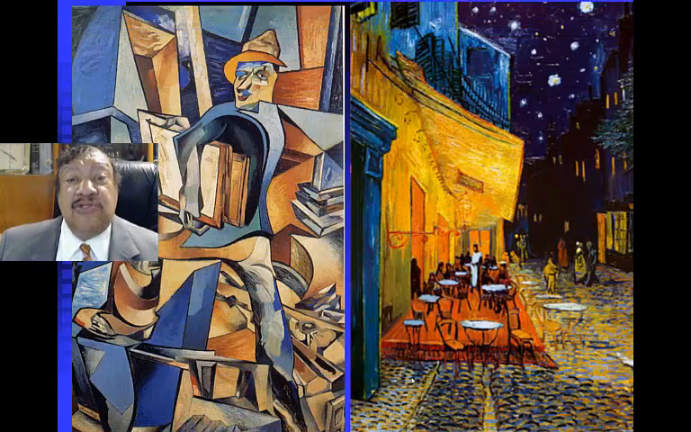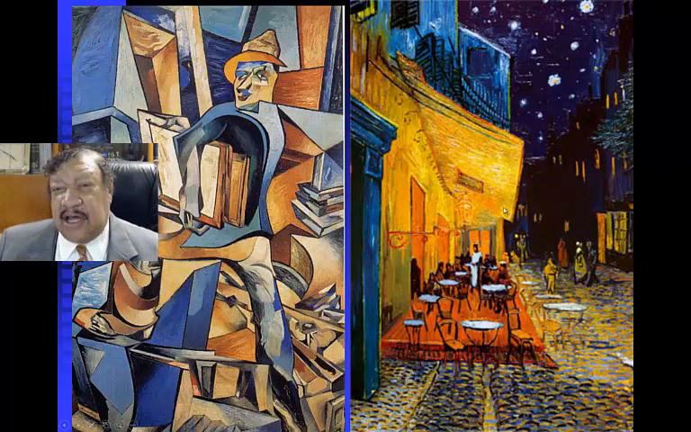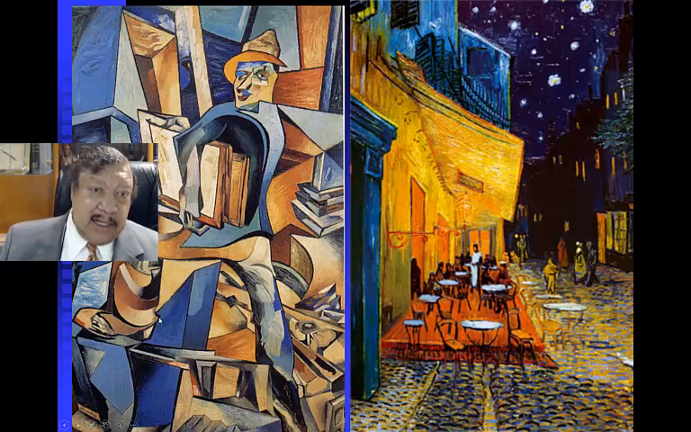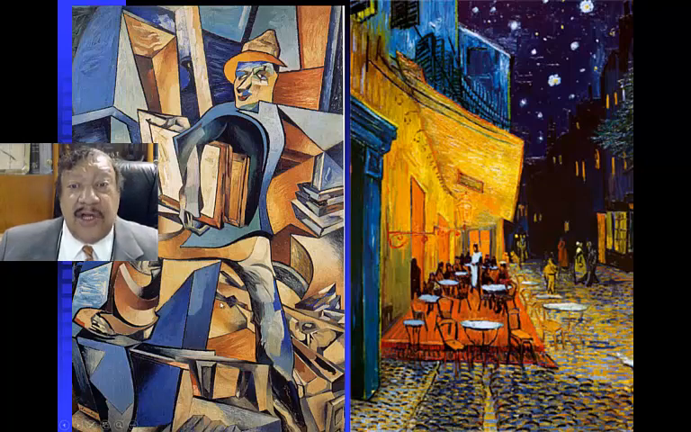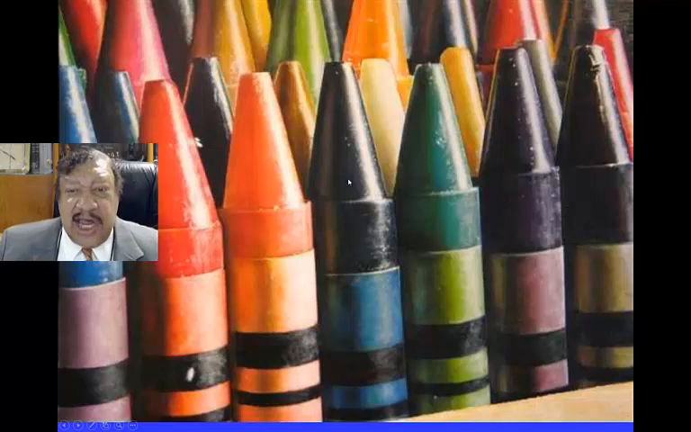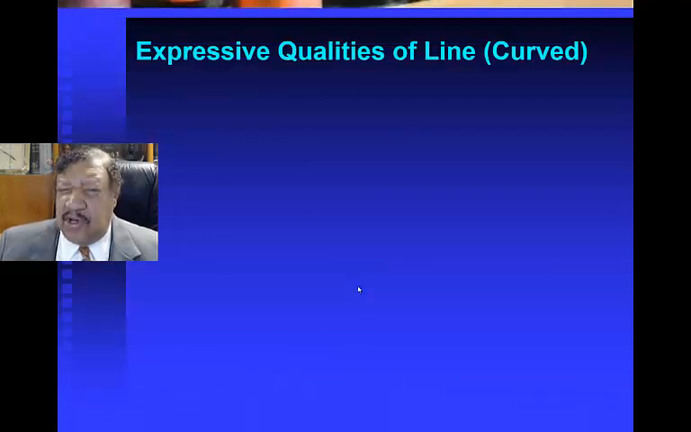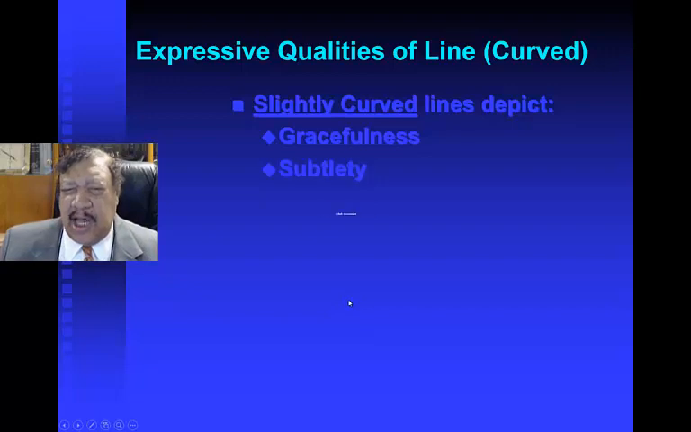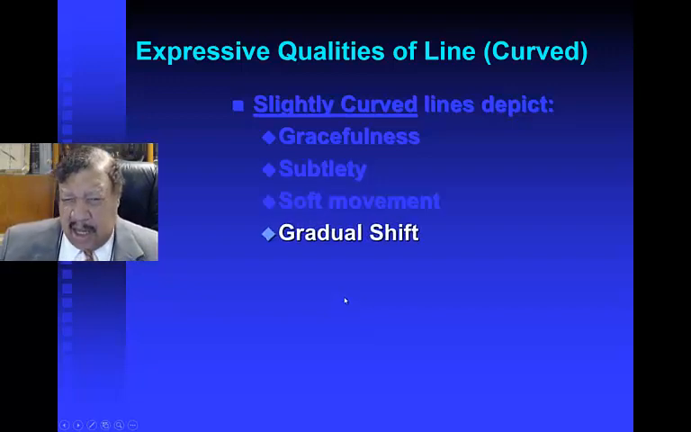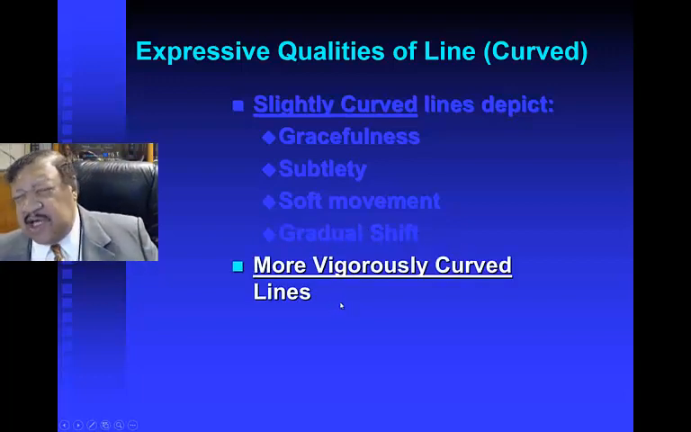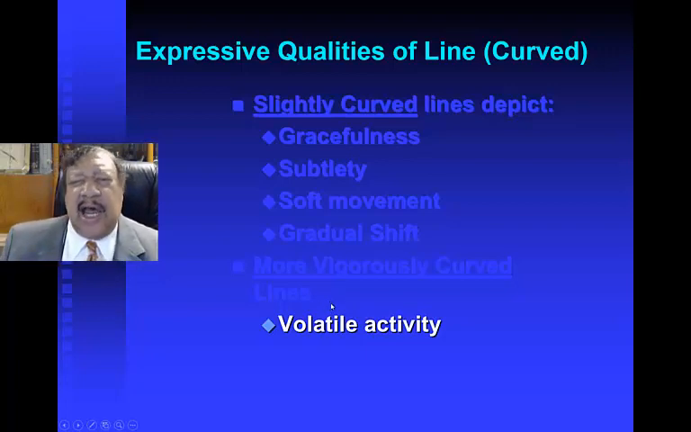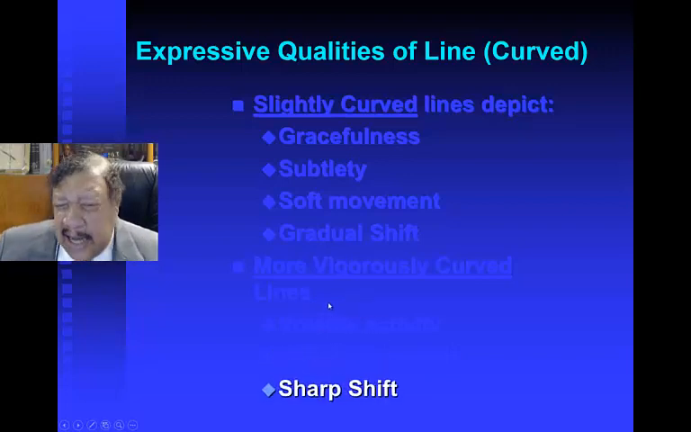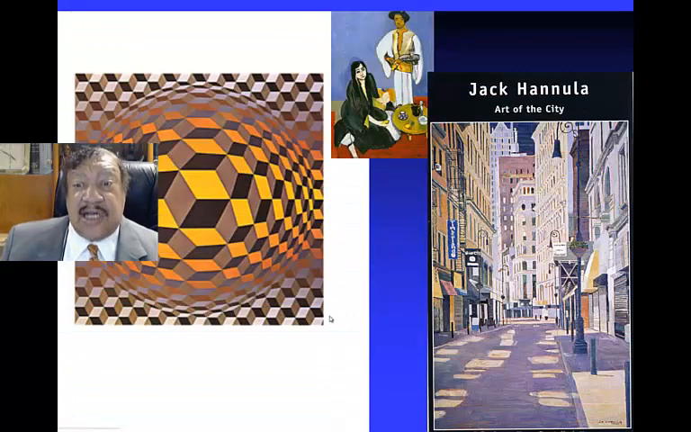They depict opposing forces. So look at the contrast between these slightly curved lines in this Van Gogh on the right and these lines that are on the left, short diagonal lines. Look at the change we get when we have the vertical lines as we go up on these crowns. But when we get to the triangular part, we see more movement at the top than we do at the bottom. So slightly curved lines depict a sense of gracefulness and subtlety and soft movement, and also kind of a gradual shift. But more vigorously curved lines depict volatility and activity and quick movement and sharp shifts and changes, which creates activity to the eye.